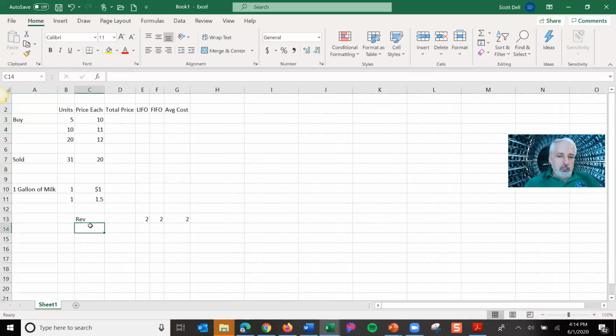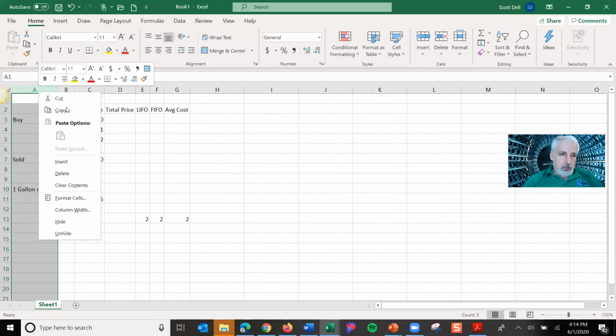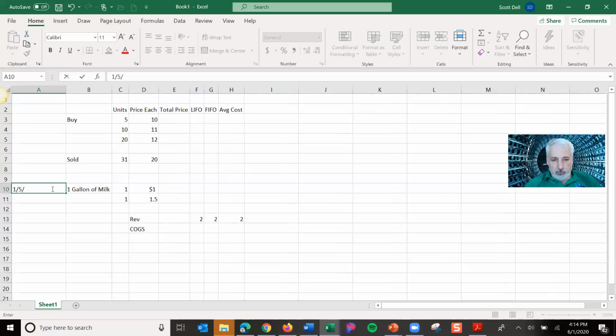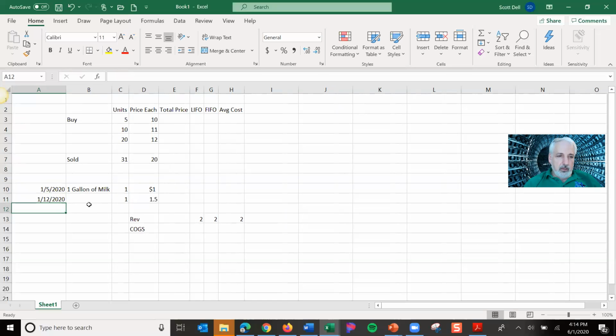So my question is, what is my cost of goods sold? Well, this gallon of milk was purchased, I'll insert there, on 1/5/20. And this was purchased on 1/12/20. And it's already May, so that's going to be some old milk, but we won't worry about that. So we look at this and we say, on a last in, first out, the last one in is this one. So we sold LIFO, the cost of goods is $1.50.